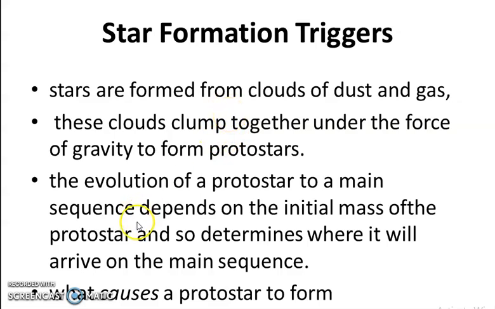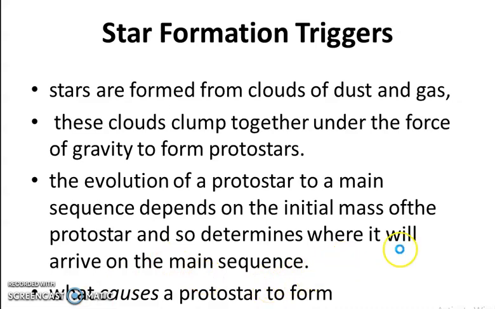The evolution of a protostar to a main sequence star depends on the initial mass of the protostar, and the mass of this protostar determines where it will arrive on the main sequence. Those things are already known. So now we will ask a question: what causes a protostar to form? What are the causes of protostar formation?